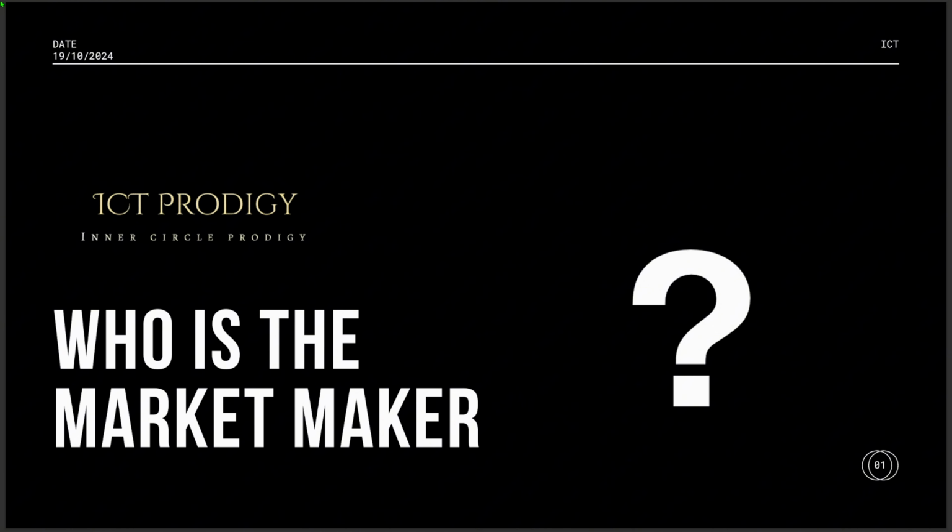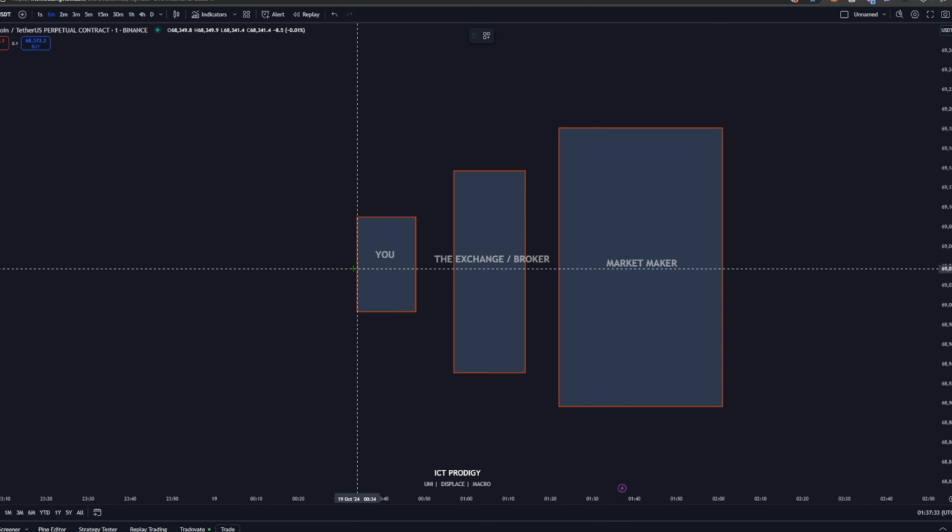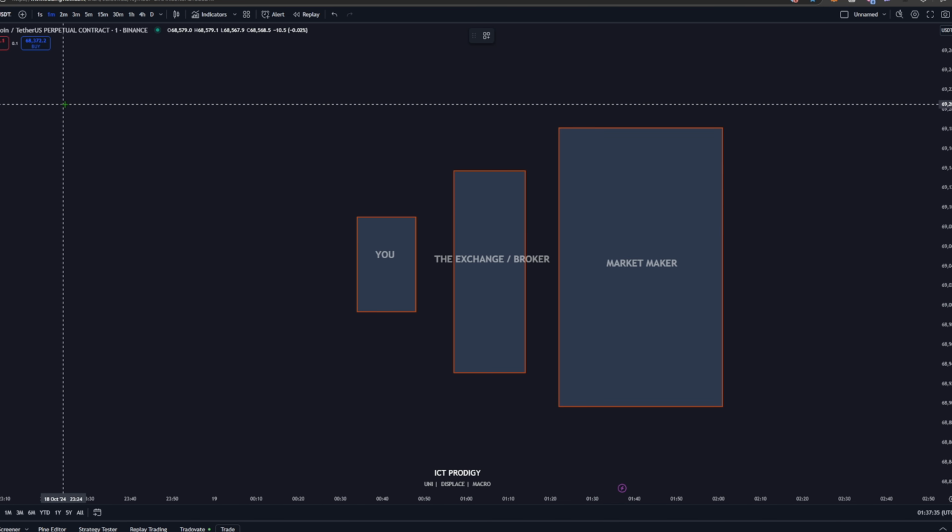So today we're going to go through who is the market maker and why we need to understand how he moves so that we can move alongside him. Okay, so this is the best way that I can explain to you how the market maker operates.